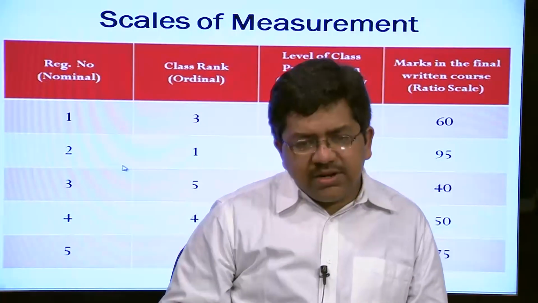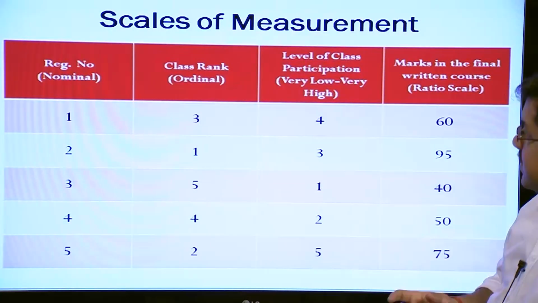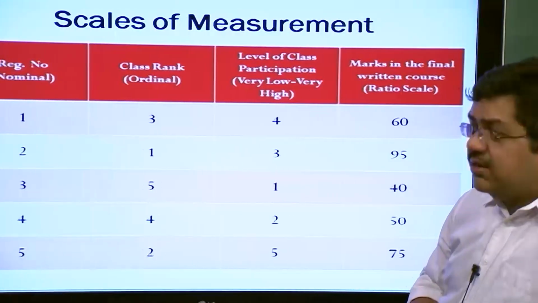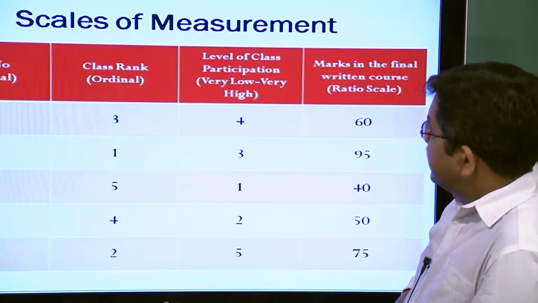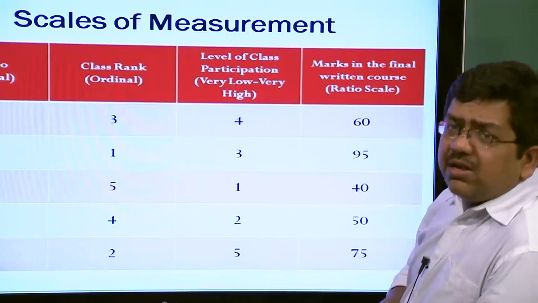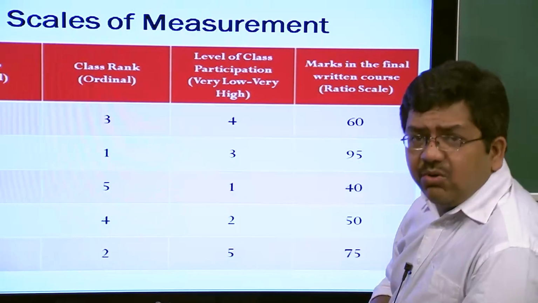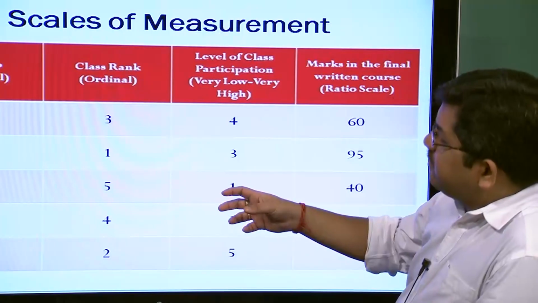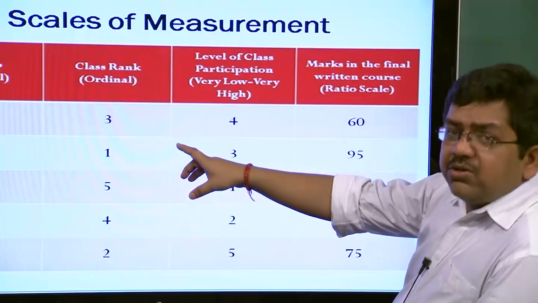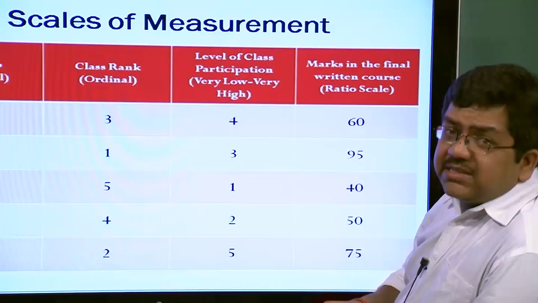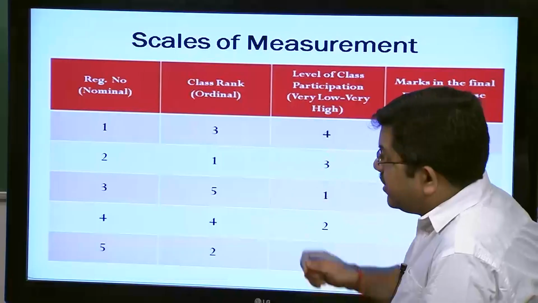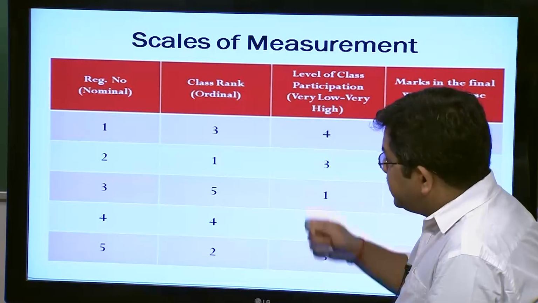Here I have an example about a class where there are 5 students, and through this class example I can explain all the 4 different types of scales. As I have already said, in this class there are 5 students. Each one of them has been assigned a specific registration number.